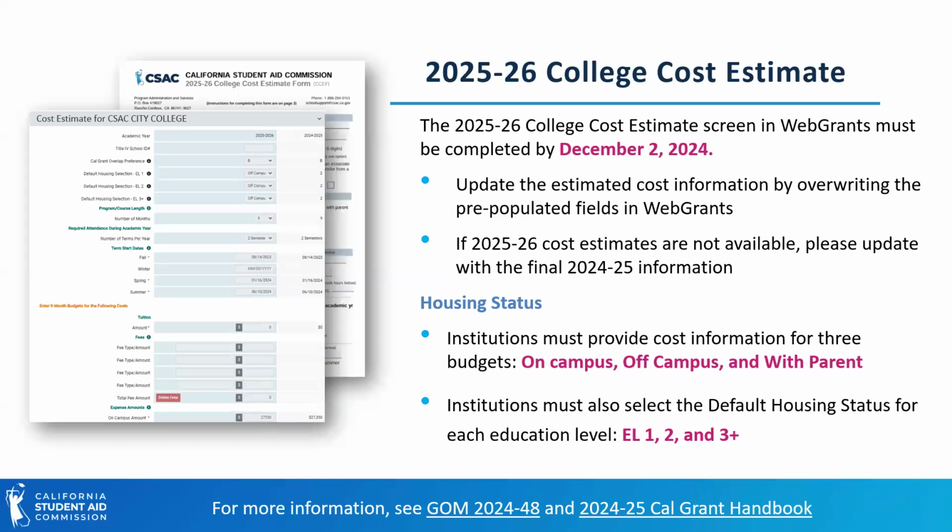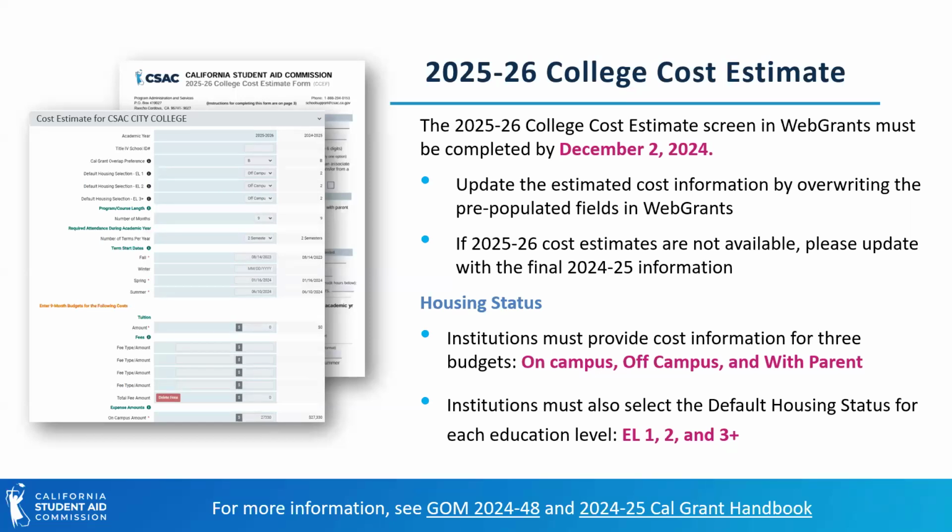Now, since housing status is no longer required for the FAFSA CADA application, institutions will provide the preferred housing status by education level. The preferred housing status by education level will be used to determine the financial need for Cal Grant eligibility. So institutions must provide cost information not only for 3 budgets, but also include which default housing status should be set for each education level.